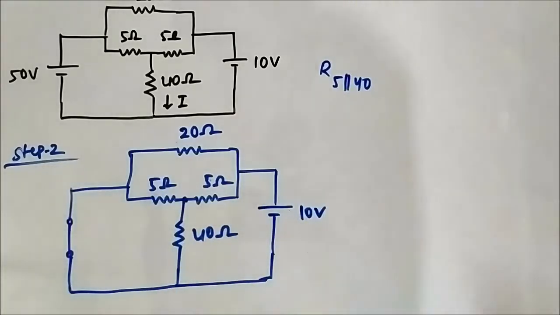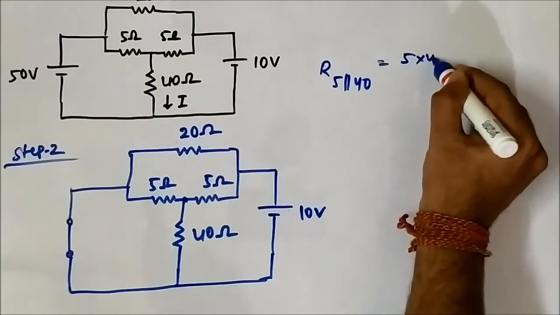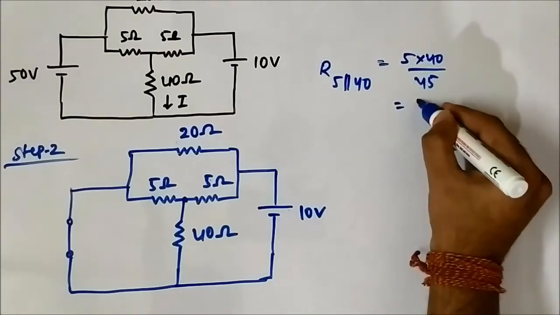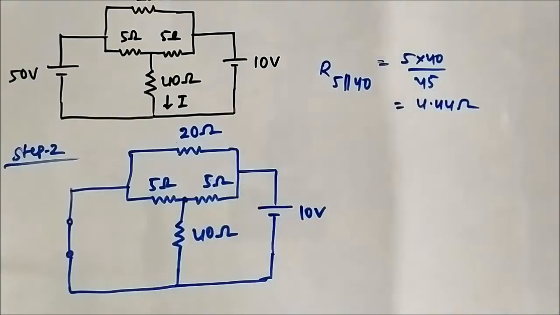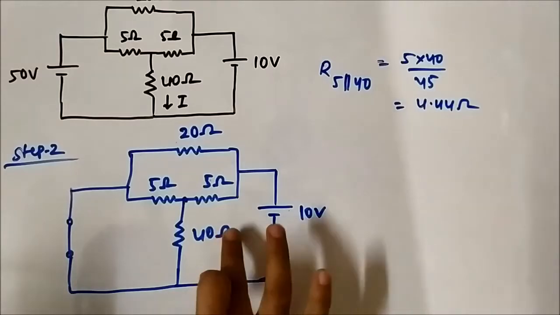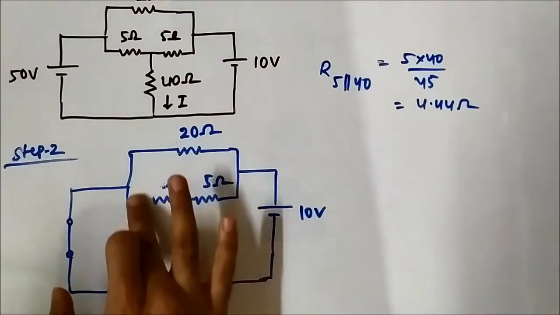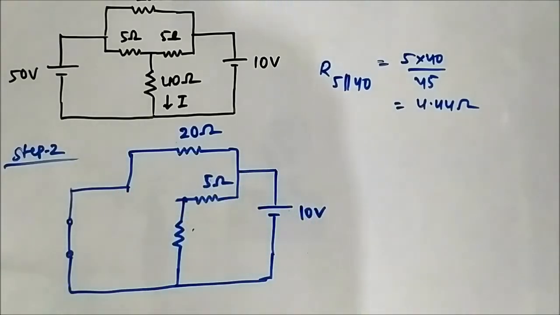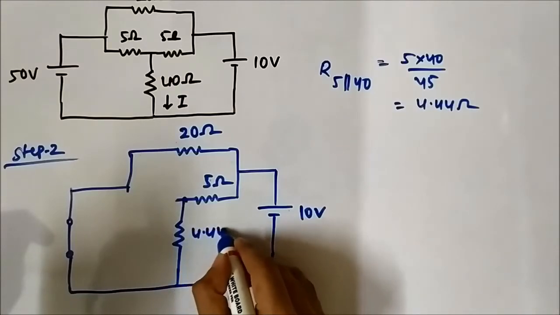I think the previous step also had the same value. It will be 5 into 40 by 45. So it will be 4.44 ohm, the same result. So again we will redraw this circuit and replace it with the equivalent parallel resistance. So it will be 4.44 ohm.